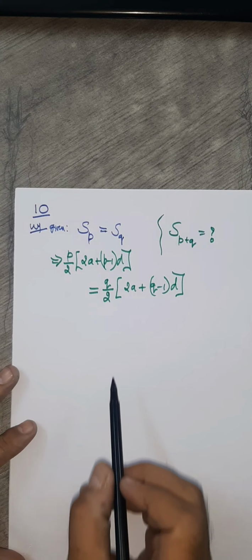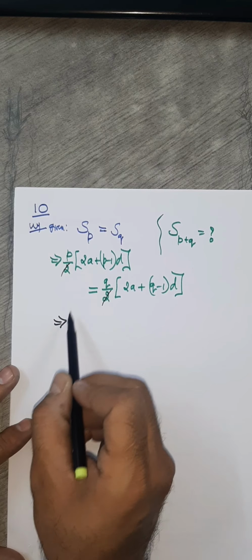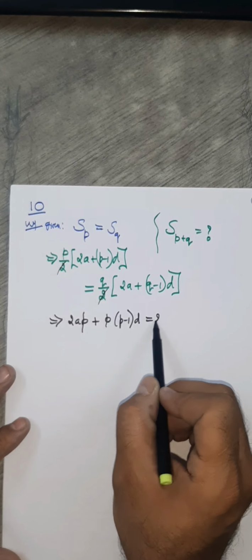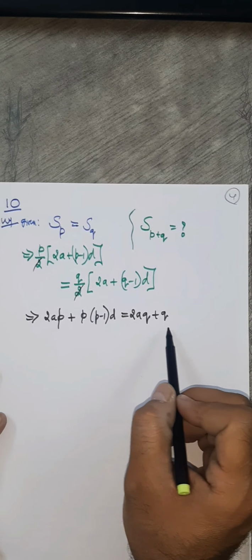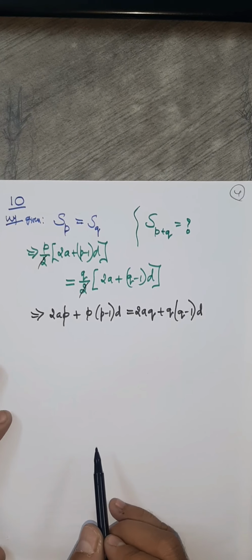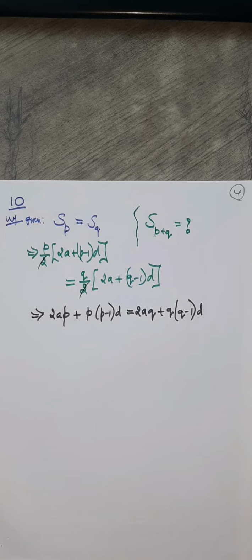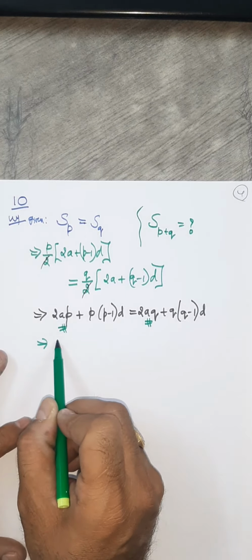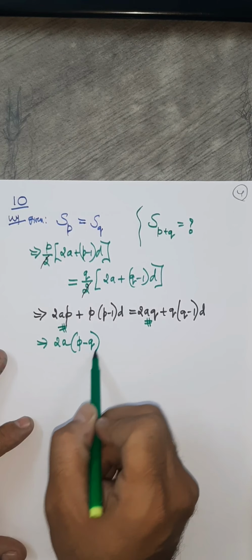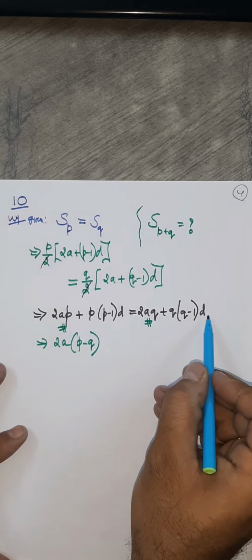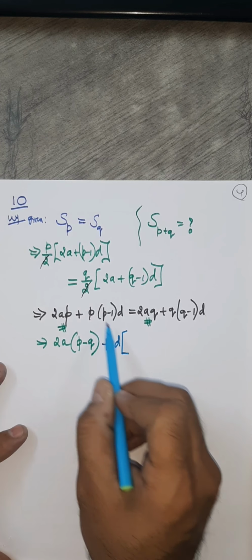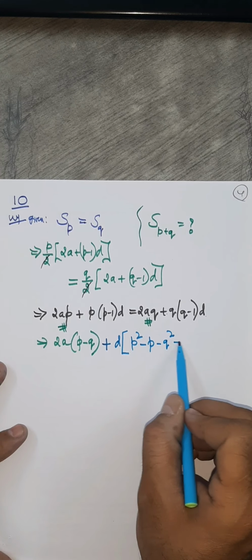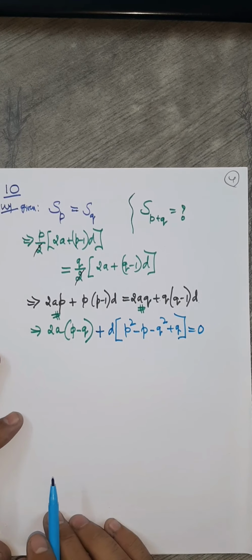Okay. Now we simplify. 2, 2 will get cancelled from both the sides. I'll open the bracket here. So 2ap plus, let me write p into p minus 1 into d equals 2aq plus q into q minus 1 into d. Now what will I do? You can see 2a common and d common. So we'll just rearrange. From this 2, I'll take 2a common, and taking it to the other side, this is p minus q. From this 2, I'll take d common. So if I take d common, what do we have here? p square minus p. Take this side, so minus q square plus q equals to 0. I hope this is clear to you.